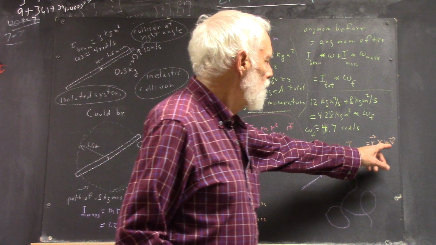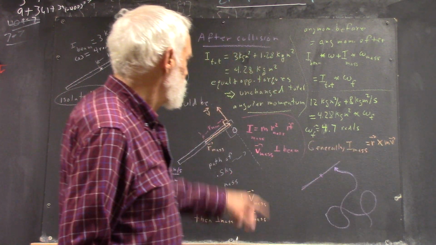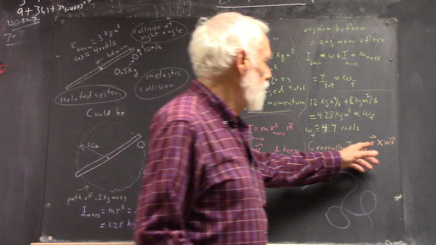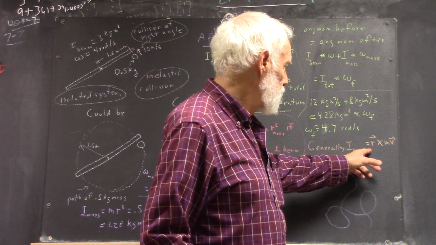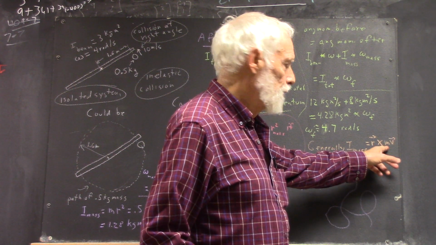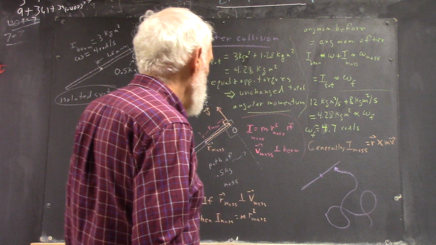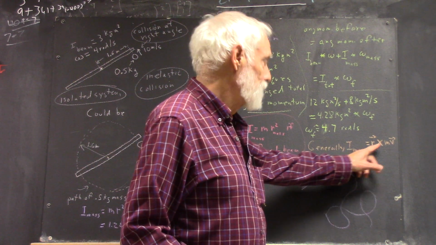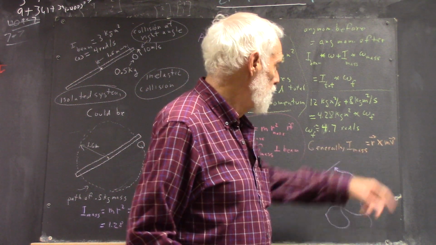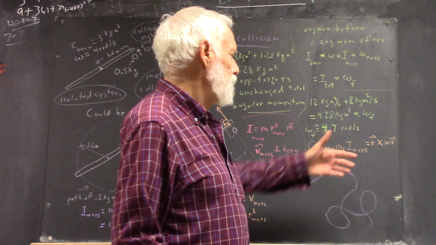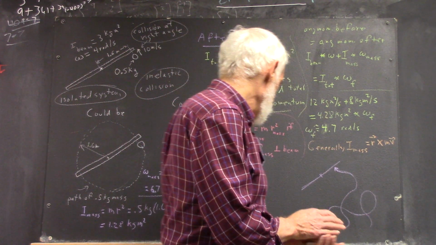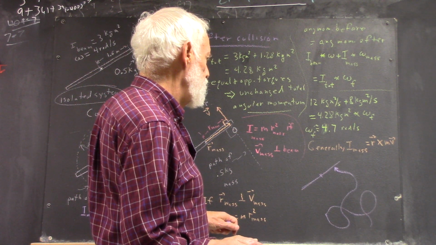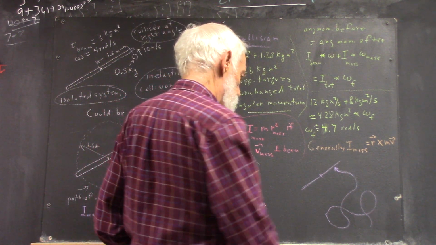And the cross product, if the vectors are perpendicular, is just the product. And the product of R and m v has units of distance times units of mass times units of velocity. And that has units of m r squared. Okay. And that's not even right.